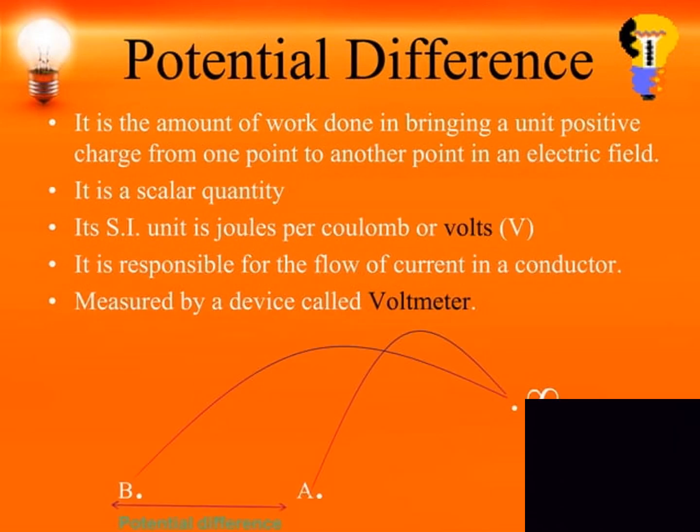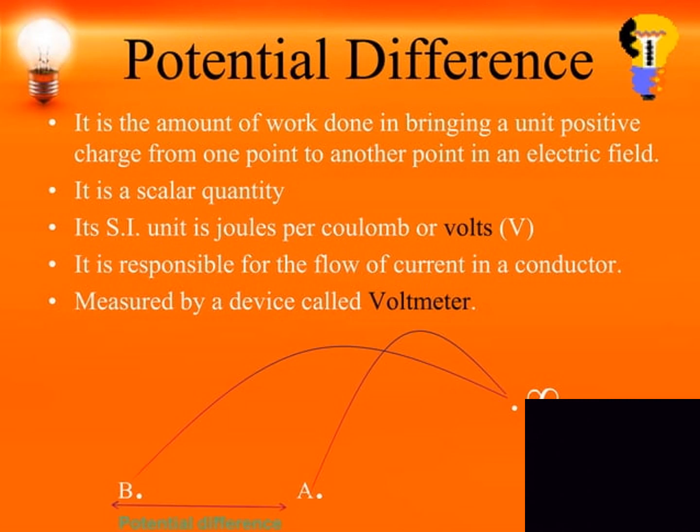Okay, and potential difference. Potential difference means, for example, this is your initial stage. At the end, this is the other stage. The difference between the initial stage and the final stage is called potential difference. Okay, from the starting to the end, what is the difference you got? That is the potential difference. Okay, it is the amount of work done in bringing a unit positive charge from one point to the other point in the electric field.